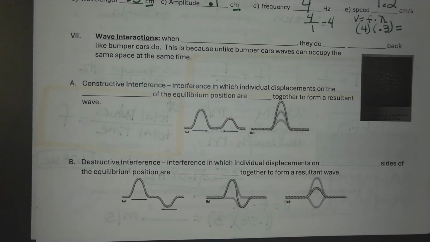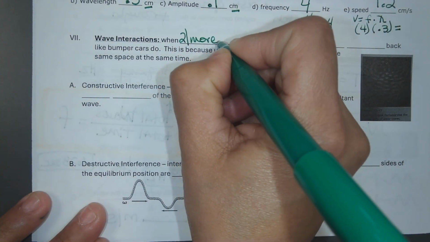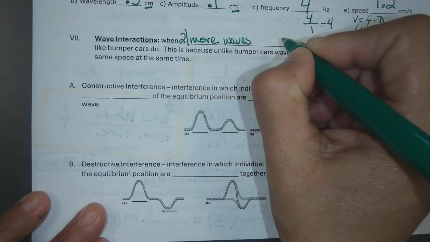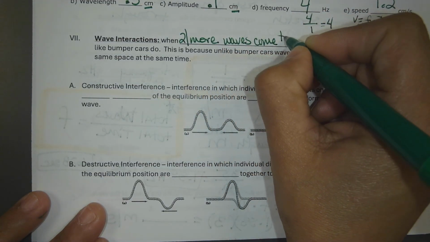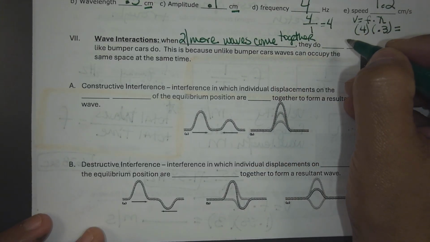Now, there are a few quirks that have to happen, but this is where we start hitting a little bit of Einstein and a little bit of this and that, and we're going to get into light and a little bit of quantum, okay? Because waves can occupy the same space at the same time, we call this wave interactions. They can interact when two or more waves come together and occupy the same space at the same time.